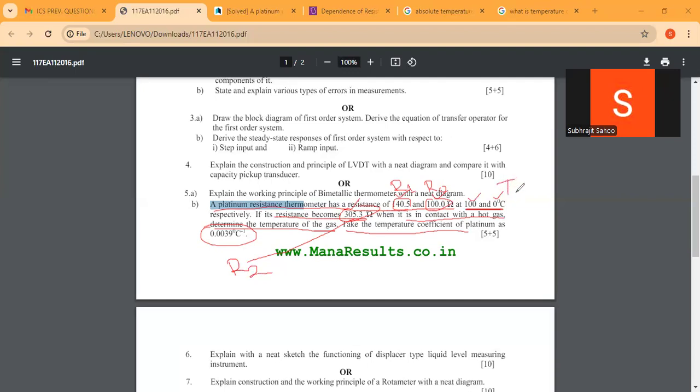This is T naught, 0 degree is the T naught. This one is T1. I need to find the value of T2. And this value is given alpha. Can you solve it? Very simple. R1 is given, R naught is given, R2 is also given, T1, T naught is given, alpha is given. Observe the formula.